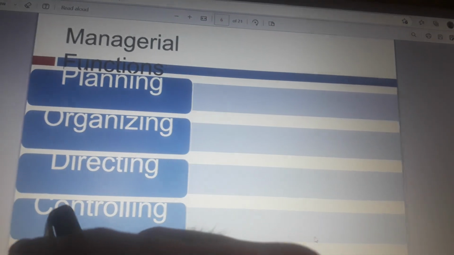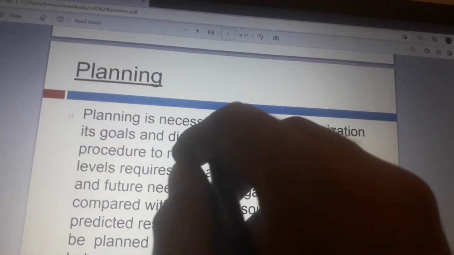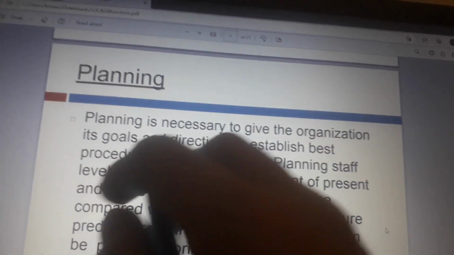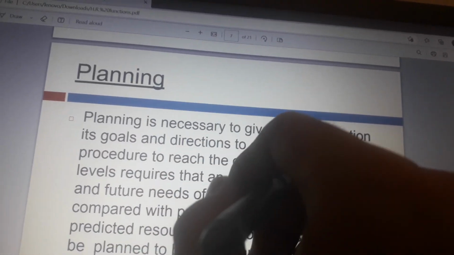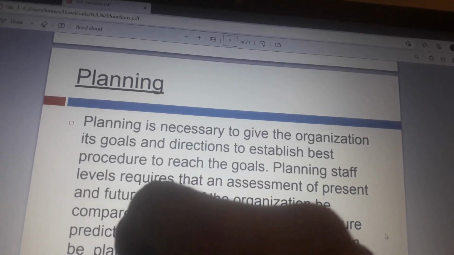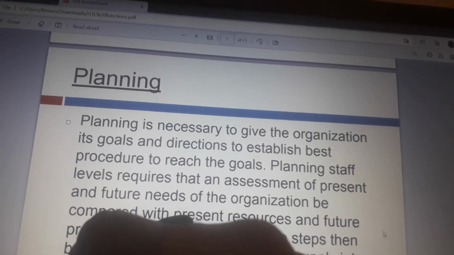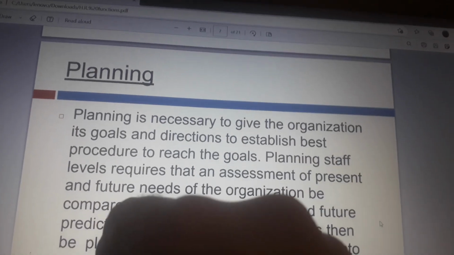Managerial functions: planning, organizing, directing, controlling. Planning. Planning is necessary to give the organization its goal and directions, to establish the best procedure to reach the goals. Planning staff level requires the assessment of present and future needs of the organization to be compared with the present resources and future predicted resources.